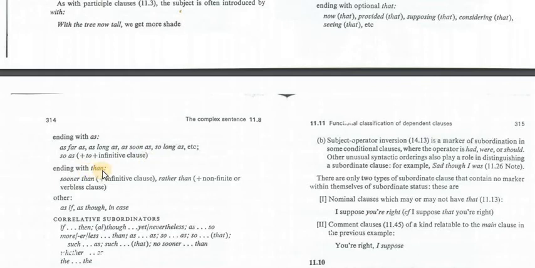Ending with than، اللي تنتهي بكلمة than: sooner than, rather than. وغالبا rather than يأتي بعدها non-finite or verbless clause، أما sooner than فيأتي بعدها infinitive clause اللي هو مصدر مجرد. Others: as if, as though, in case.